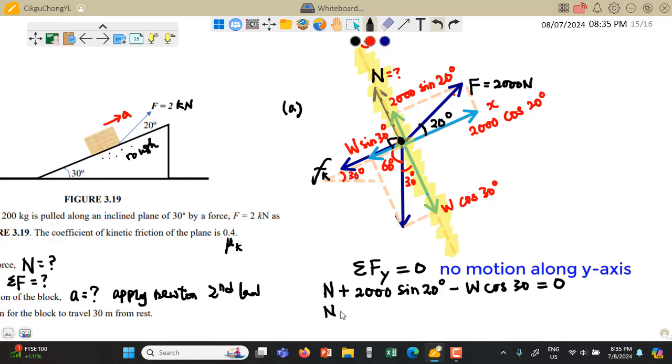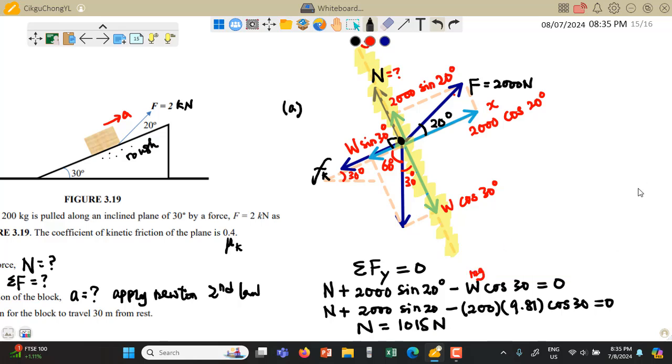So N plus 2000 sin 20 minus W cos 30 equals 0. How do we calculate weight? Weight is equal to mg. So we have the mass of the block 200, g is 9.81, cos 30. Then we can solve it using a calculator, and we will get the normal force to be 1015 Newton.